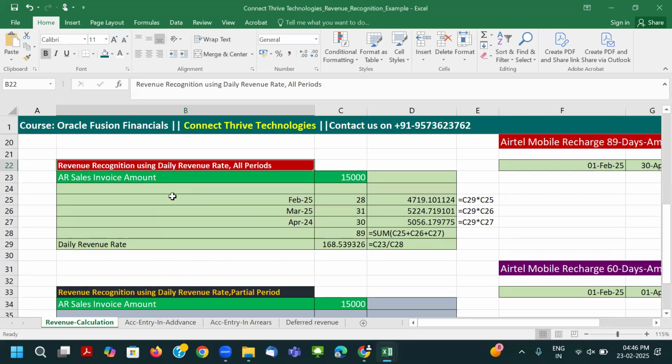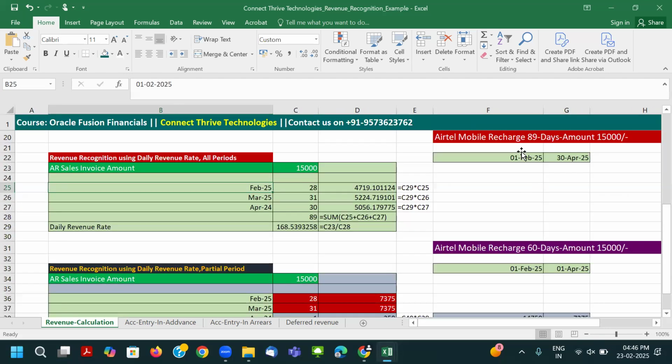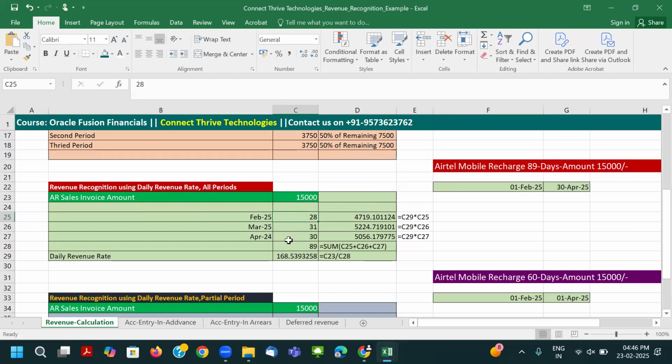So revenue recognition, using the daily revenue rate all periods. In this case, the total AR invoice amount is 15,000. First we calculate the days for every month. It's February to 30th April, right? February we have 28 days, March we have 31, April we have 30 days. If you calculate the total, it's 89 days. So how is this 15,000 distributed for each month, how will the invoice be generated? We'll calculate here in detail.